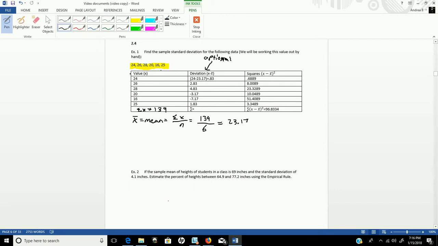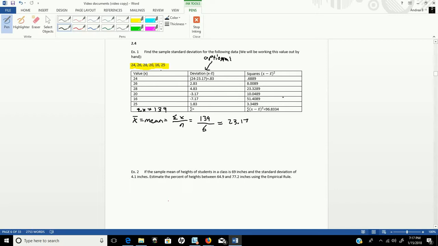Likewise, for the next one, we would do the 26 minus this 23.17 for the mean to get 2.83. And then you square that to get the 8.0089. And then you follow suit. Do the same thing for each of those rows. Once again, if you're able to do that subtraction and then square it all in one step, certainly do so. That'll help save you some time. But if that's confusing you to skip that step, then write down that step as well for the deviation. That's up to you if you want to include that second column or not.